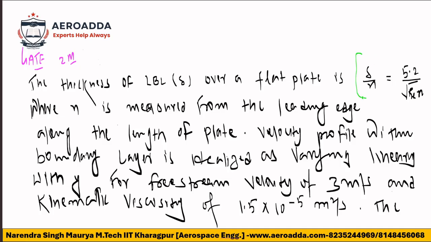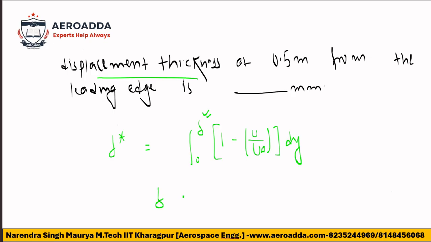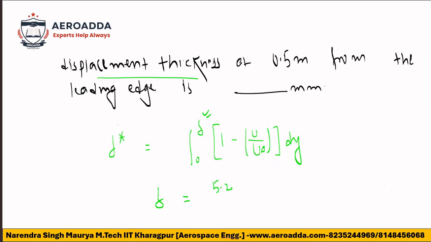Because in the problem they have simply asked for displacement thickness. You know the displacement thickness formula I have given: delta star is the integral from 0 to delta of 1 minus u divided by u infinity. So you have to integrate from 0 to delta, and for that this delta should be known. What is the delta formula they have given in your problem? They said 5.2 x root of Rex, correct?